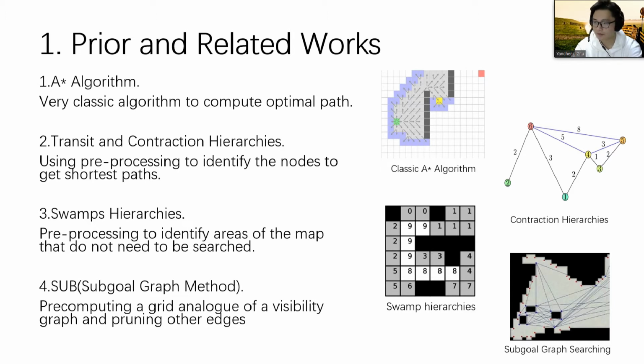And another one, the swamps hierarchies. It is a pre-compute method that can provide the areas in the map that you don't need to search. And the final one is called sub-goal graph method. This is a pre-compute method that provides us with the visibility graph and also pruning rules.